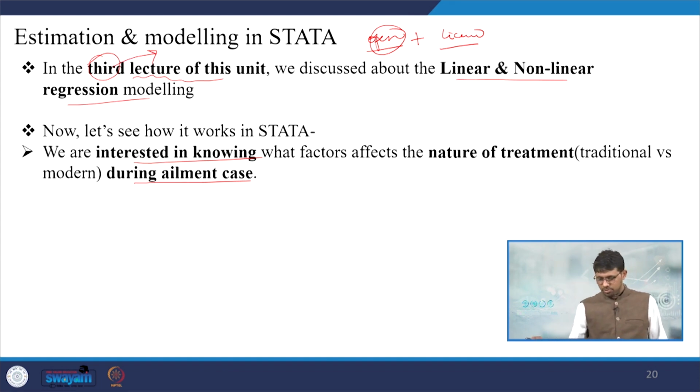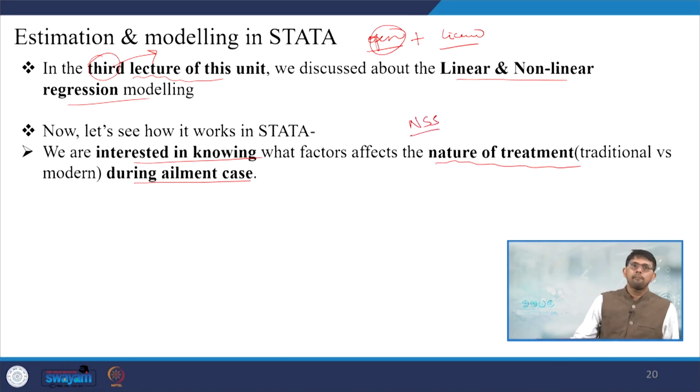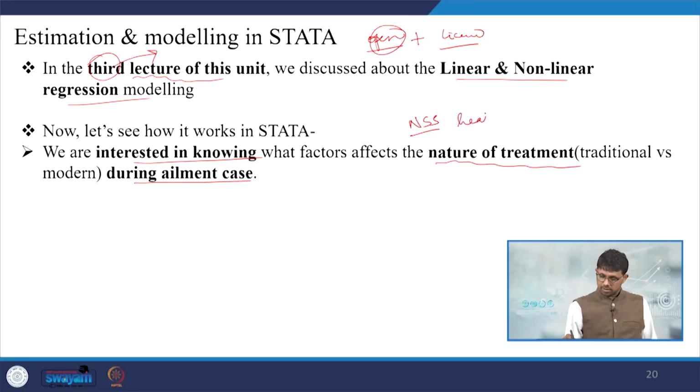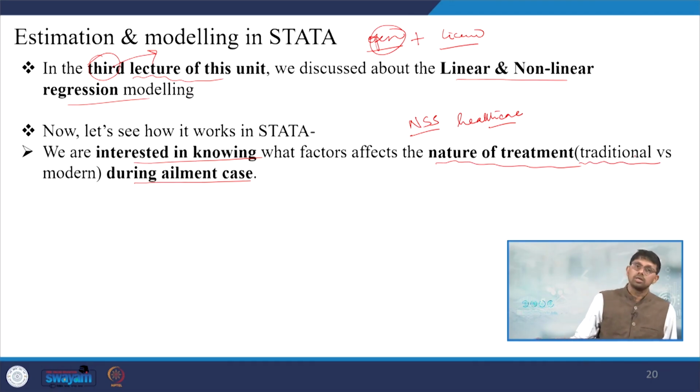At this moment I am giving you just one answer based on my own database which I have been working on. It's on the nature of treatment. The data is taken from the National Sample Survey, where the latest round on healthcare is considered. The variable of interest for us to explain is nature of treatment, which is in binary form, traditional versus modern treatment.